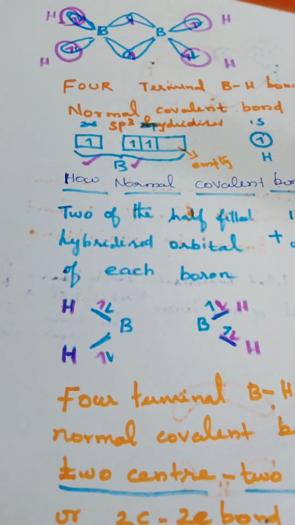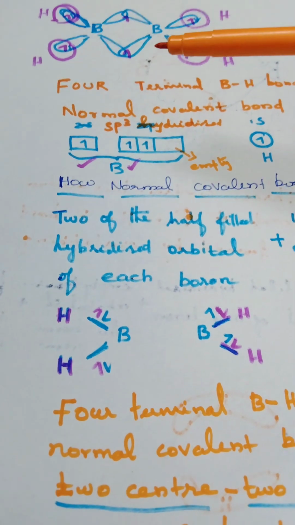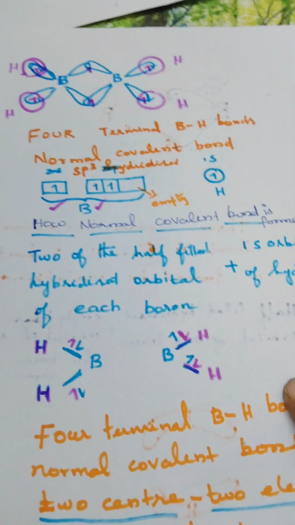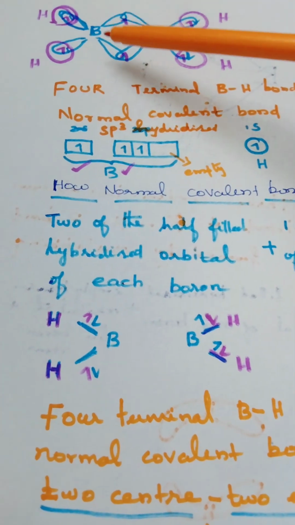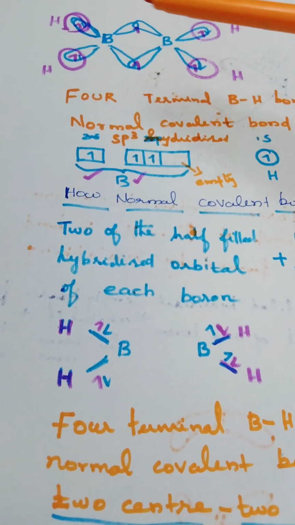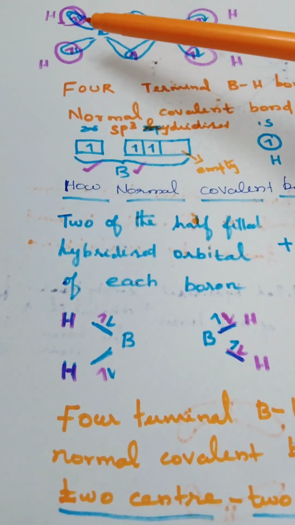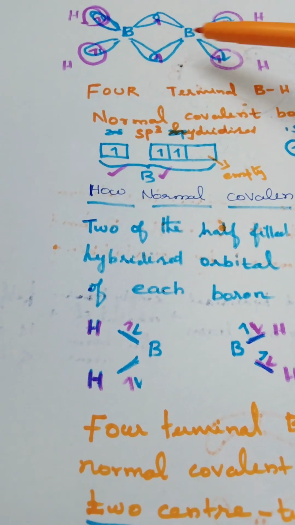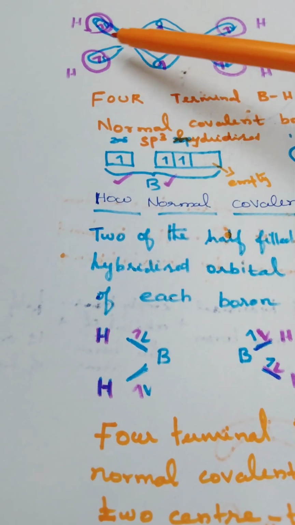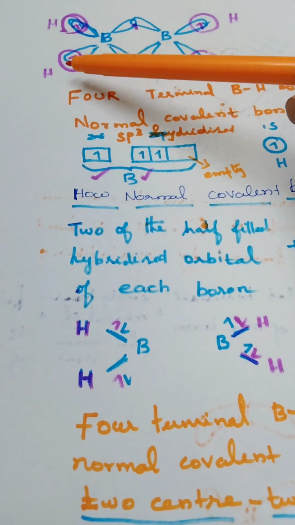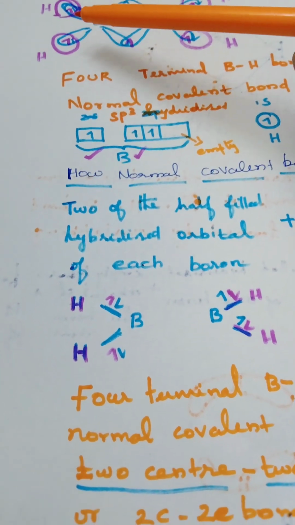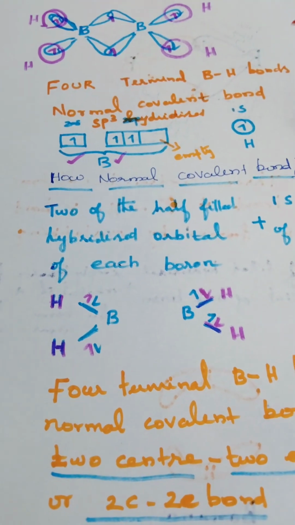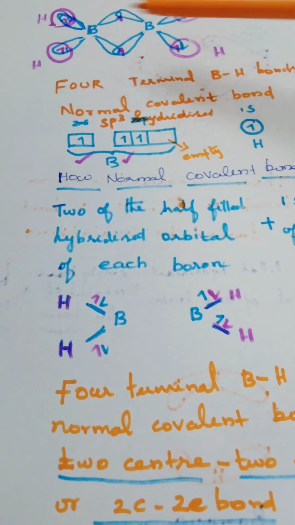Now, how are the 4 terminal BH bonds formed? Let me explain how the 4 terminal BH bonds are formed. Here there are 2 boron atoms, and each boron has 4 hybrid orbitals: 1, 2, 3, 4. Another boron atom also has 4 hybrid orbitals. Two of these hybrid orbitals combine with the 1s orbital of hydrogen and form covalent bonds. 1, 2, 3, 4. These 4 terminal BH bonds are normal covalent bonds.